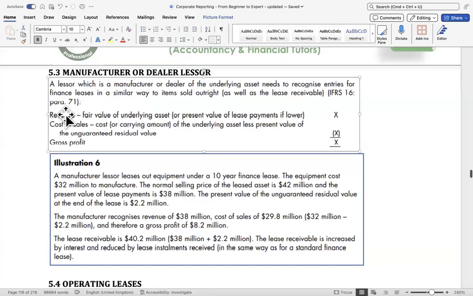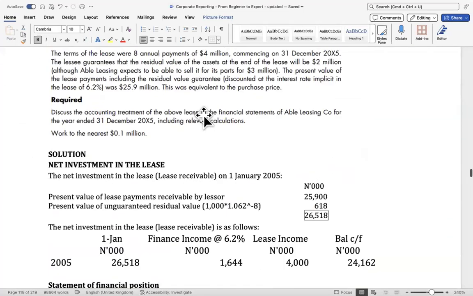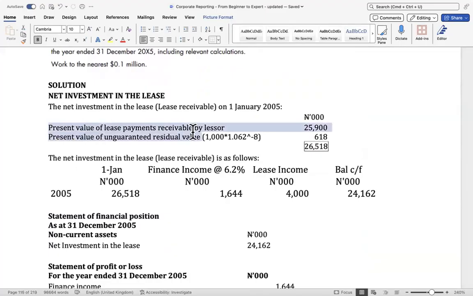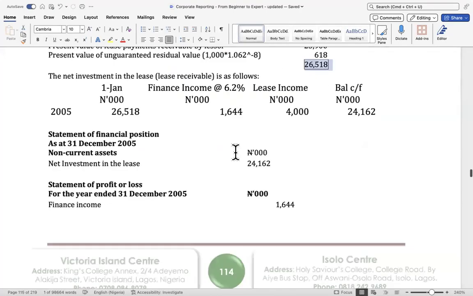You see, this revenue, we compare the lower of fair value and present value of lease payments. So really, what we should be comparing this fair value with should have been the net investment in the lease, because as far as the lessor is concerned, that is what he is expecting. Don't forget, it is the present value of lease payments plus the present value of the unguaranteed residual value. That's the net investment in the lease.